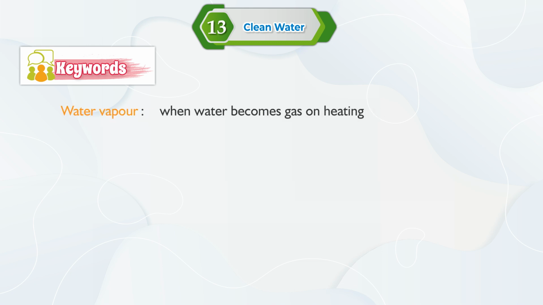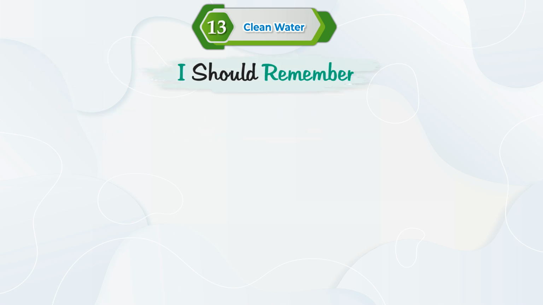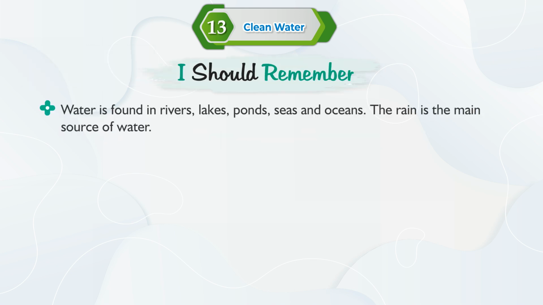Keywords. Water vapor. When water becomes gas on heating. Water cycle. Water changes into gas and then becomes water. I should remember. Water is found in rivers, lakes, ponds, seas, and oceans. The rainwater is the main source of water.